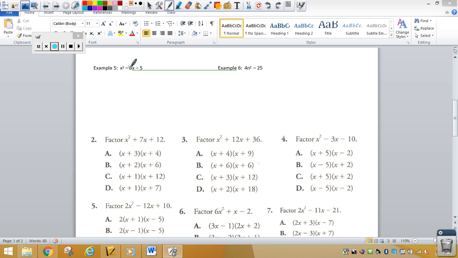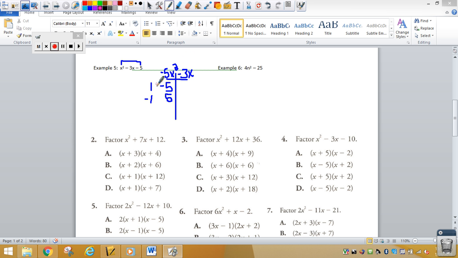It's 3 terms. There's no GCF. Nothing goes into 1 and 3 and 5. So I'm going to do my T-chart. First times last is negative 5x squared. Your middle term is negative 3. So to multiply to get a negative, one's negative and one's positive. So I could do 1 times negative 5, or I could do negative 1 times 5.